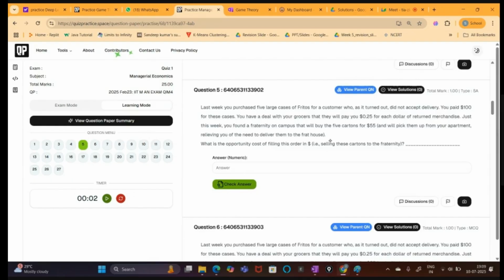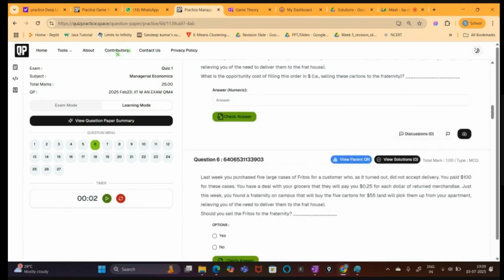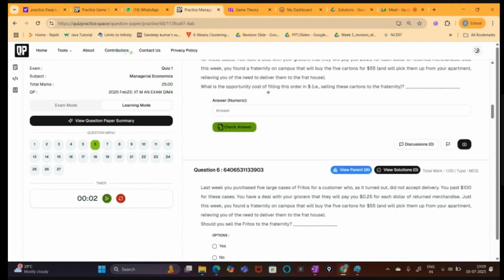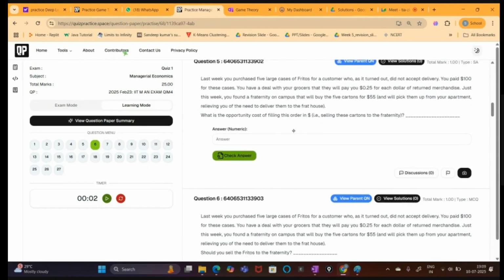I think this one is not related to the question, so move to the question. What is the opportunity cost of filling this order? So, what is the opportunity cost according to my view? In the simple way, whatever opportunity you are getting to recover your disaster, you can say that is the opportunity cost, right?